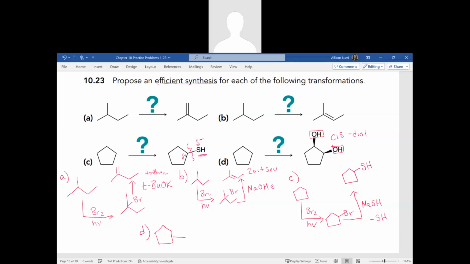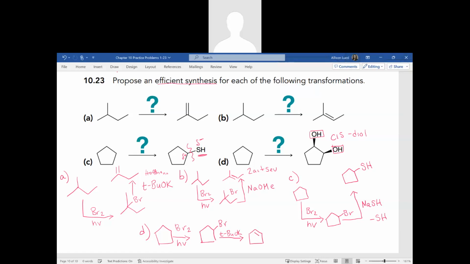In our first step here, we could functionalize this, brominate it. So we have Br2 and light. That gives us this compound here. Then we can do an elimination to form an alkene. We could use potassium tert-butoxide again, and that would give us this next product.